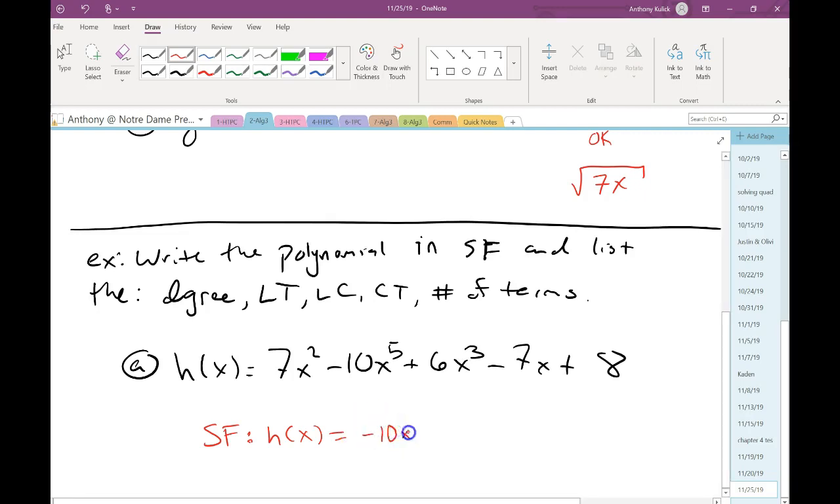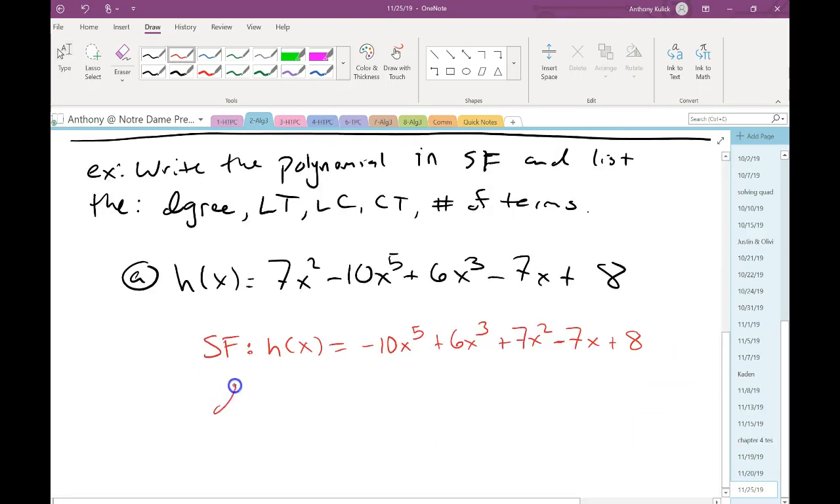Negative 10x to the fifth. Good. Why's that one got to go first, Chloe? Because it's got the biggest exponent. Very good. What's going to come next? Good. 6x cubed. And then after that, 7x squared. And then negative 7x. Yep. And then plus 8. Everybody good with how to write it in standard form? That should be pretty easy, right?